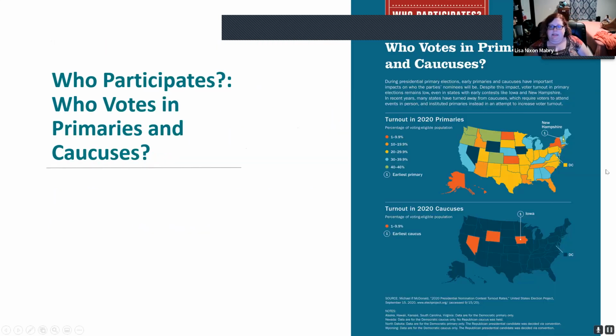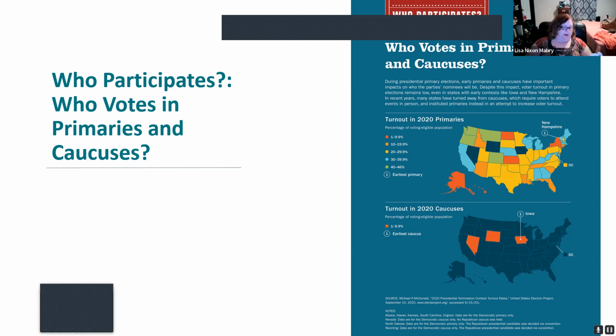So this is a good visual for you guys on who votes in primaries and caucuses. The 2020 primary elections, let's see, this is on page 225. It says during presidential primary elections, early primaries and caucuses have important impacts on who the party's nominee will be. Despite this effort, voter turnout in primary elections is still really low, even in states with early contests like Iowa and New Hampshire, who are the first people to vote in the presidential preference primary elections.